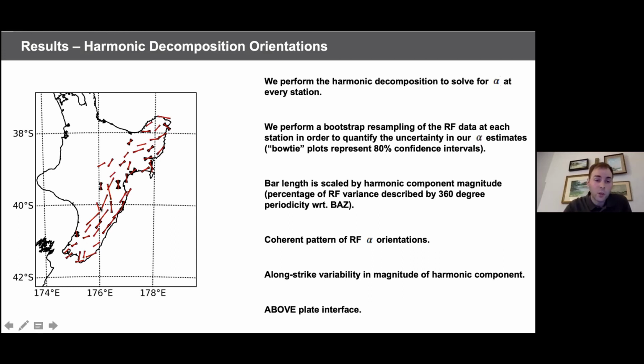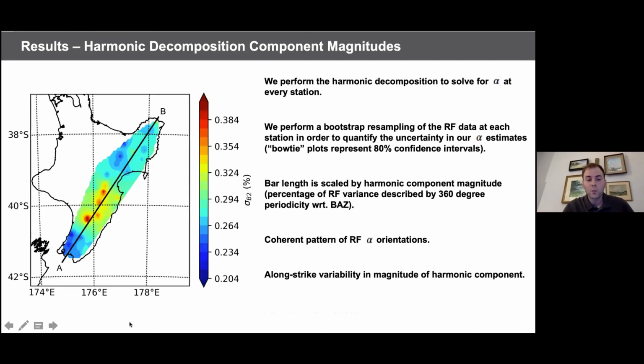And we can see there's a nice coherent pattern, but let's note that from north to south, in the south here, the orientation is very margin parallel. And we see this general rotation towards a more east-west orientation in northern Hikurangi. And not only can we plot the orientations, but we can also plot the magnitude or the strength of this signal. And we also see a change in the strength of this signal north to south along the margin. And I'll talk a little bit about that later.